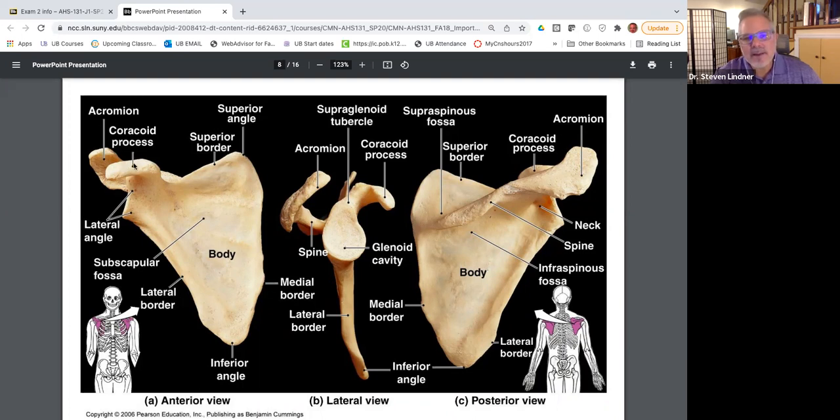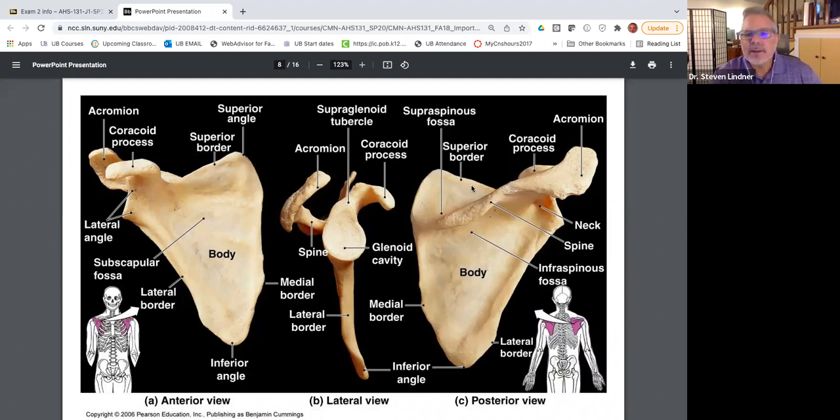So we have pec minor that attaches here, coracobrachialis, and the short head of the biceps. The short head of the biceps brachii originates here. Okay, so those are two of the processes. Now, let's look at the borders.